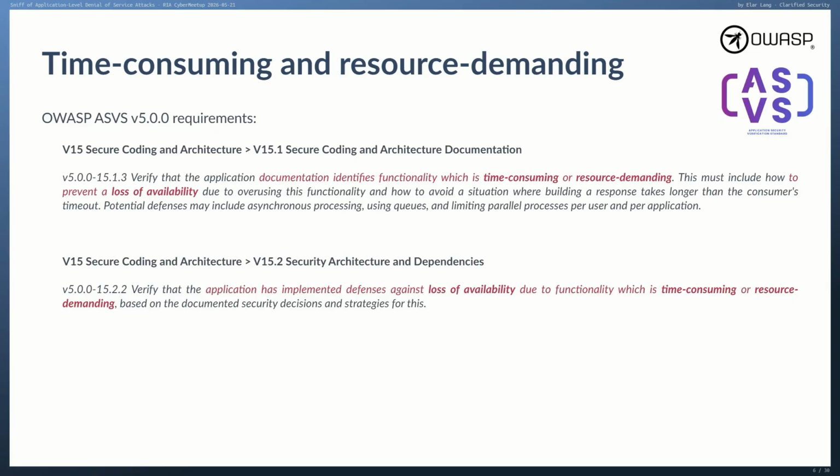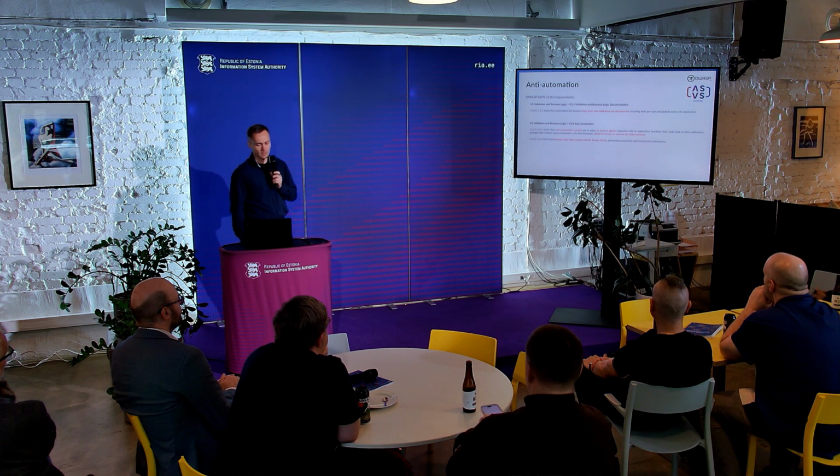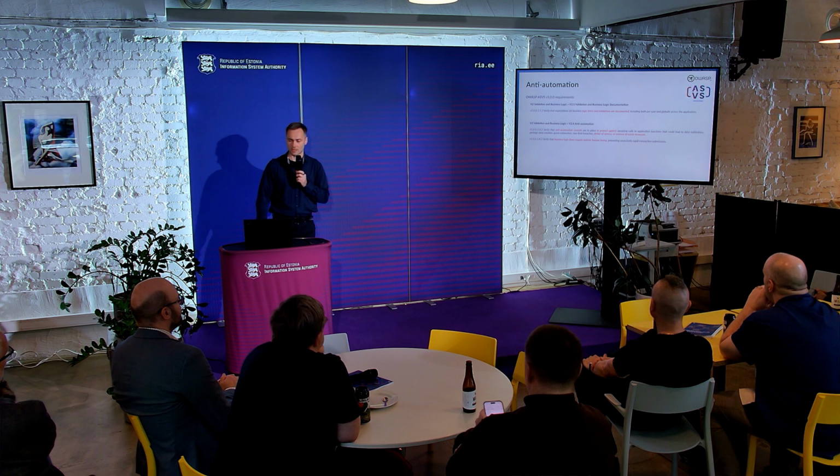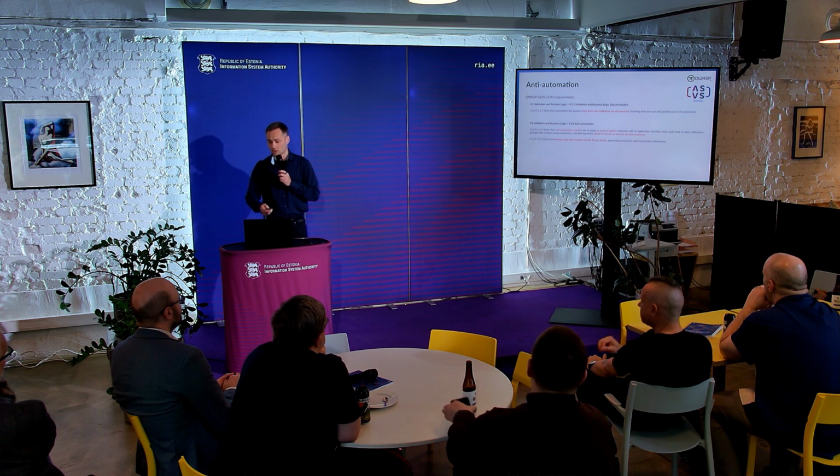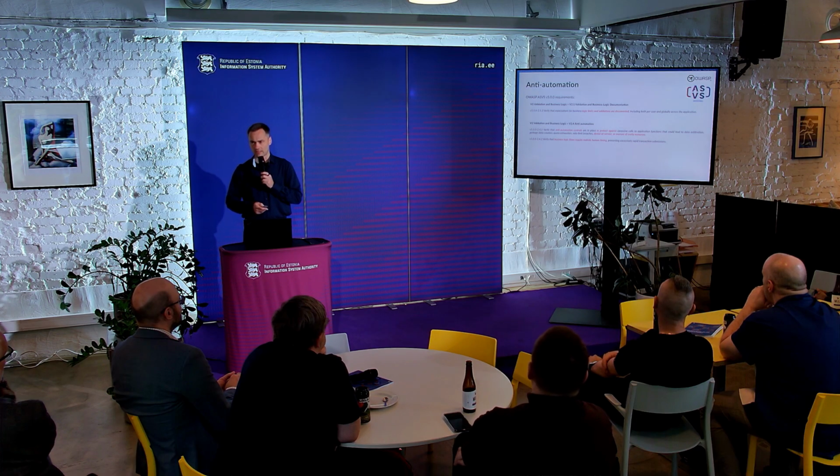So as a co-lead of the OWASP ASVS project, I just need to point out there are precise requirements to address this. You need to have documentation to define which kind of services are time-consuming and resource-demanding in your application, and you need to have implementation to avoid loss of availability in case those services are misused. Also, there are requirements to address business logic and anti-automation with the same pattern. First, you need to have analysis and documentation of which kind of limits you must have. And then also, you need to have them implemented as well.